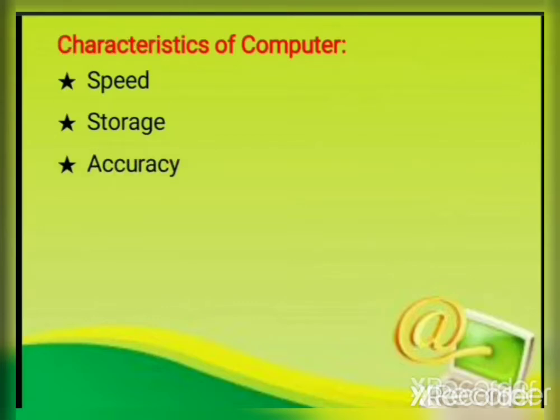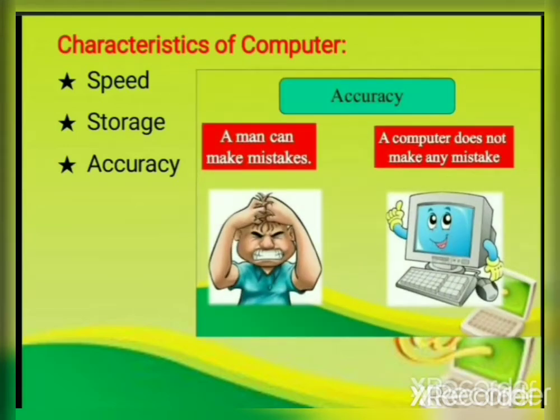Next one is accuracy. The computer generated results are accurate and exact without any mistakes. So there are chances of making mistakes by human. But when it comes to computer, it doesn't make any mistake.